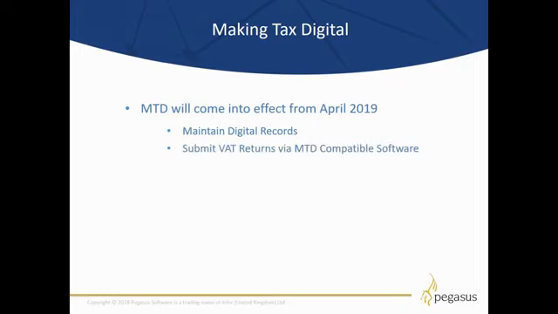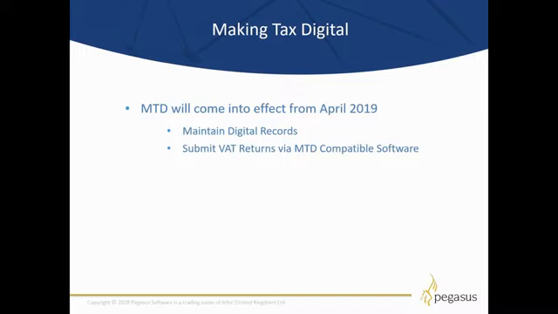So what is meant by saying that companies need to submit their VAT returns via MTD compatible software? HMRC will not be offering its own software products, but it will provide the application programming interfaces, APIs, that commercial software developers such as Pegasus are using to develop and integrate with the HMRC systems. An API is software that links two or more software programs together, allowing them to exchange data.